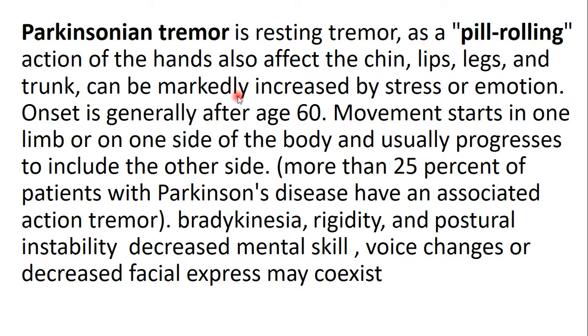Can be markedly increased by stress, as any type of tremor will be exaggerated, will be more obvious by stressful condition or emotion. Onset is generally after the age of 60 in patients with Parkinson's disease. Movement starts in one limb or on one side of the body and usually progresses to the other side.